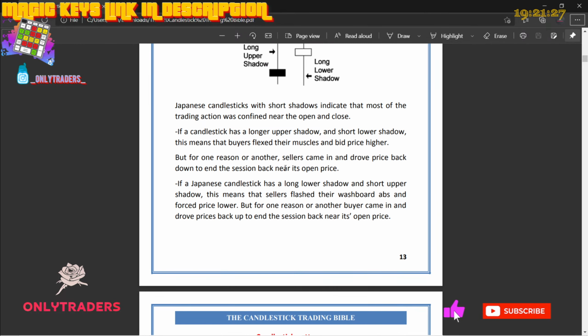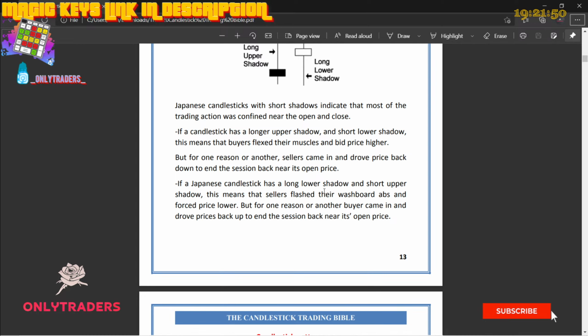So the Japanese candlestick with short shadows indicates that most of the trading action was confined near the open and close. If a candlestick has a longer upper shadow and a short lower shadow, this means that buyers flexed their muscles and bid price higher. But for one reason or another, sellers came in and drove price back down to the end of the session, back near its open price.